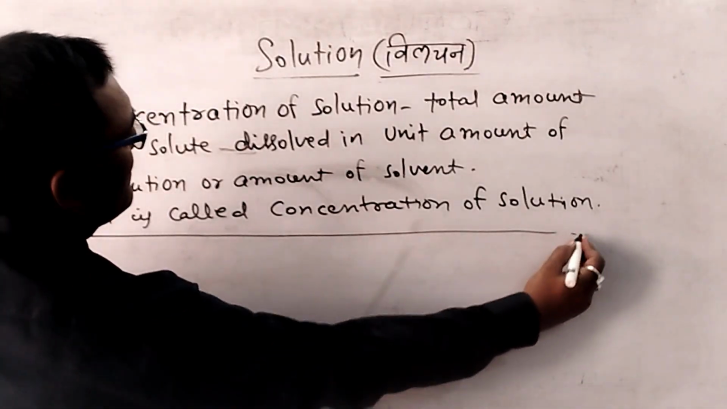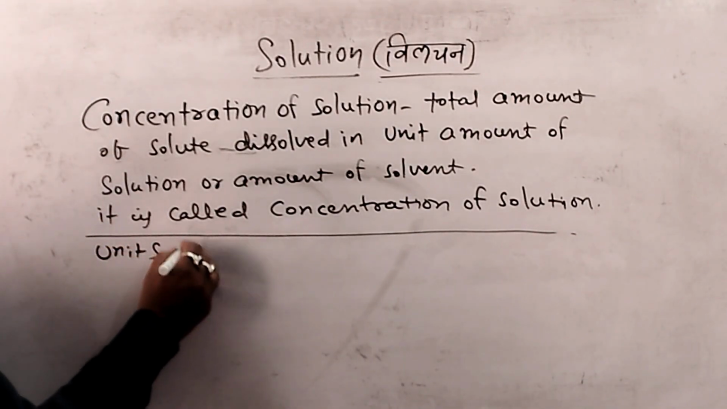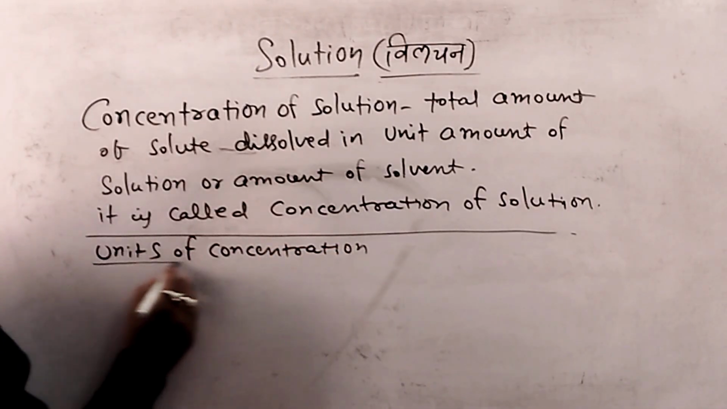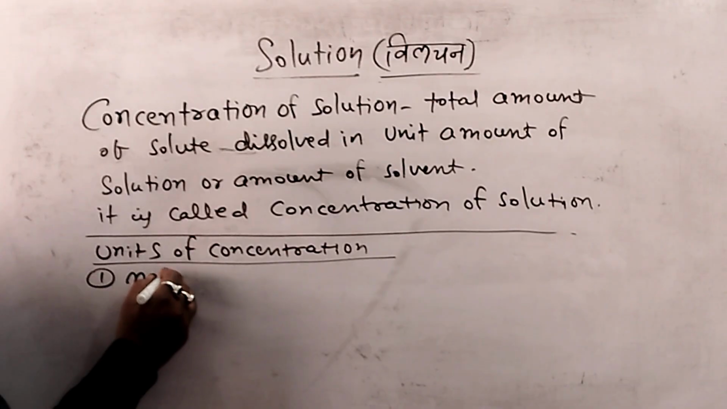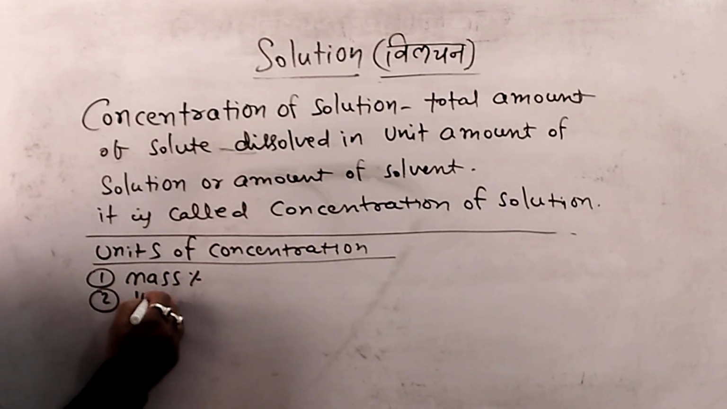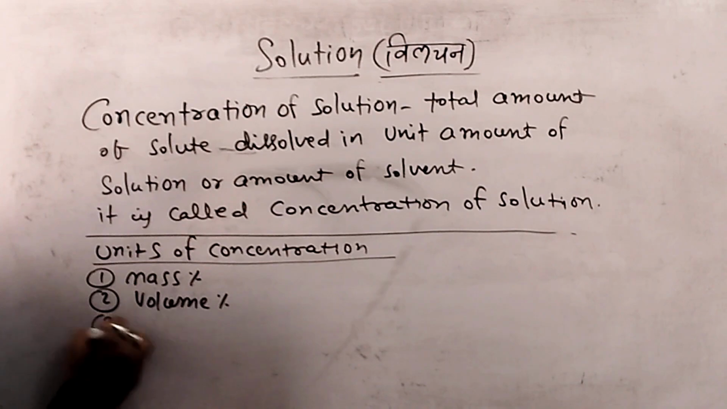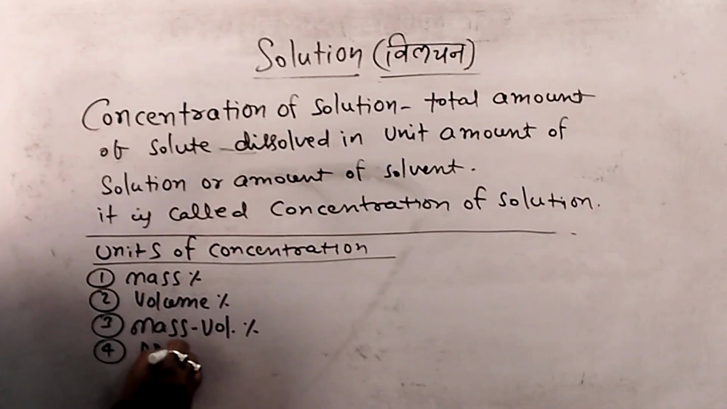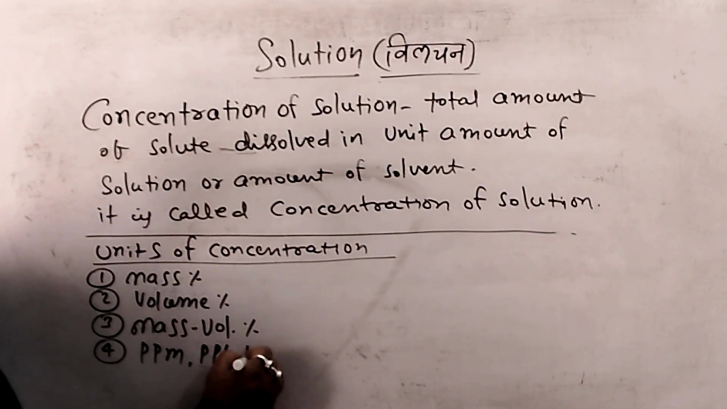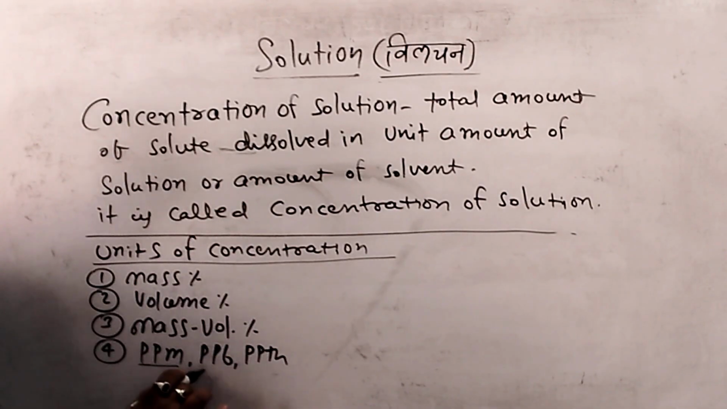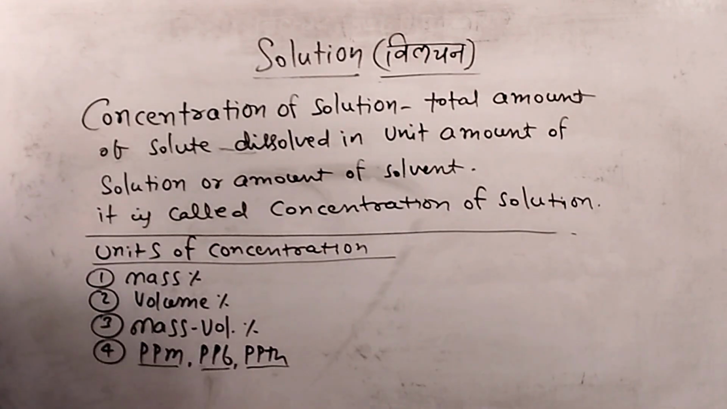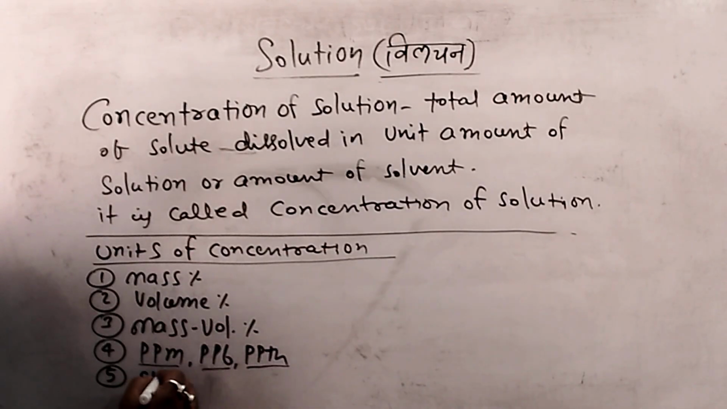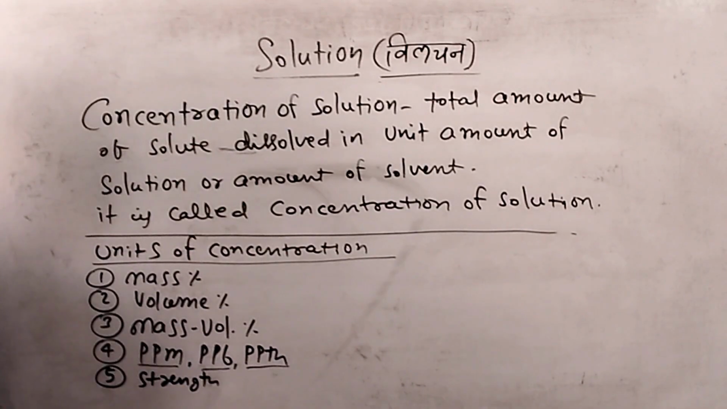We can write here units of concentration. First, mass percentage. Second, volume percentage. Third, mass volume percentage. Fourth, ppm, ppb, ppth: parts per million, parts per billion, parts per thousand. These are the units of concentration. After that, the fifth unit is strength or percentage strength of solution.